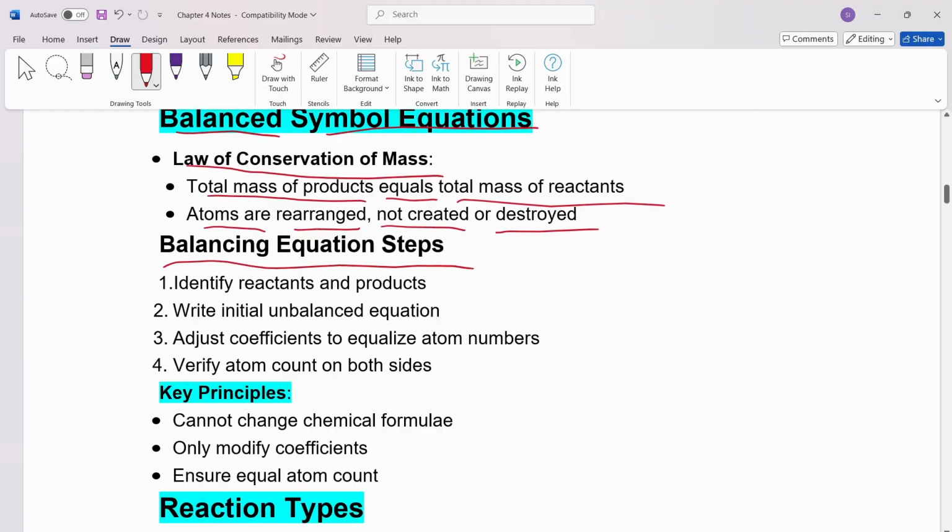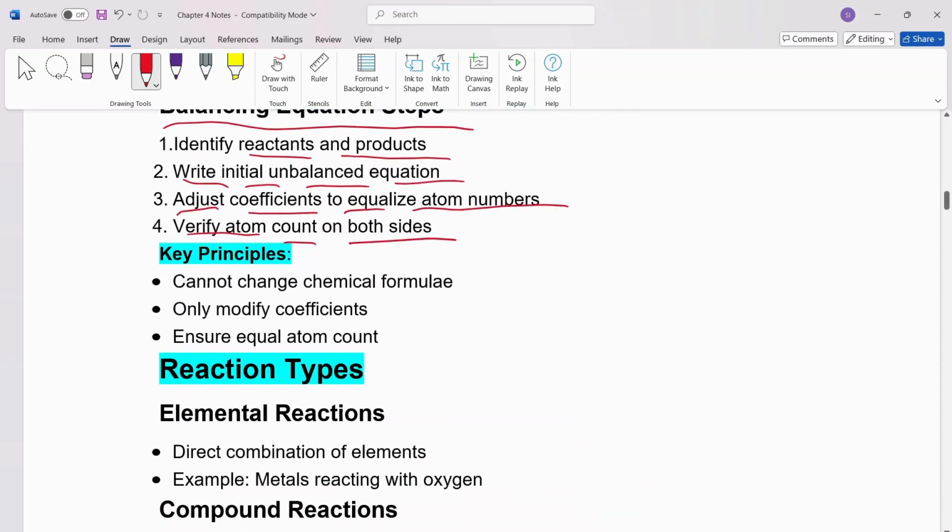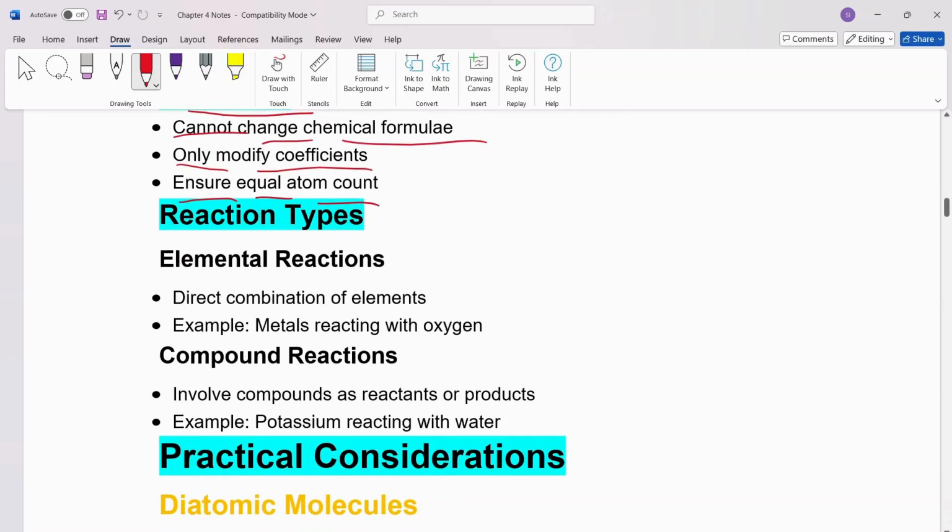Balancing equation steps. Remember, identify reactants and products. Write initial unbalanced equation. Adjust coefficients to equalize atom numbers and then verify atom count on both sides. Key principle here is you cannot change chemical formula, only modify coefficients. Ensure equal atom count.